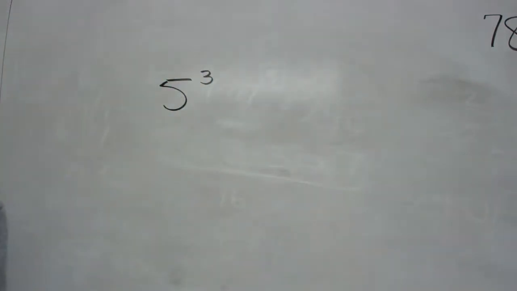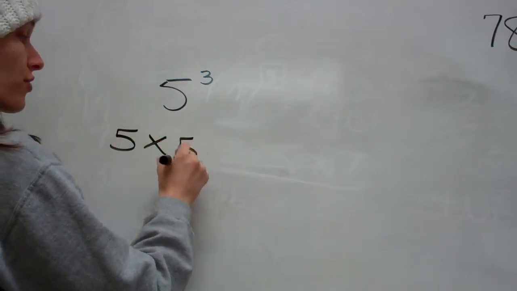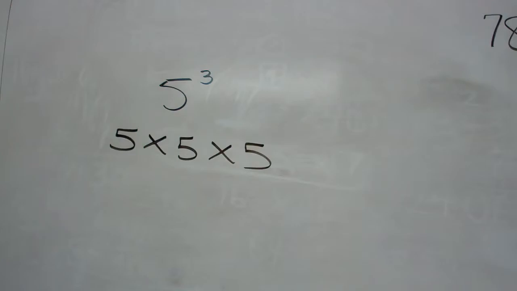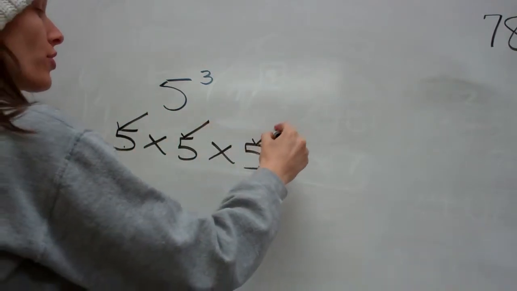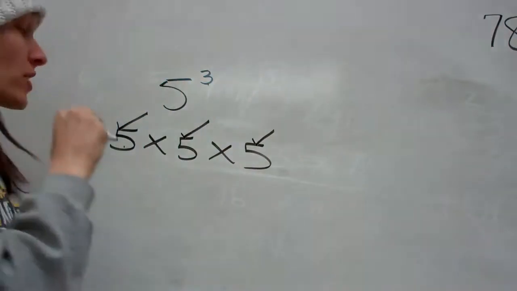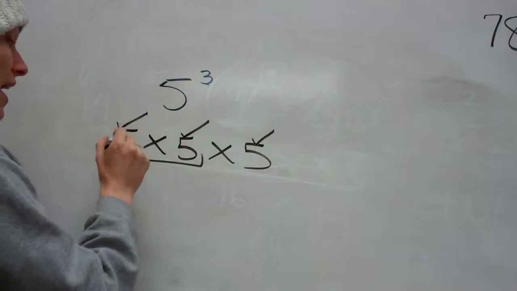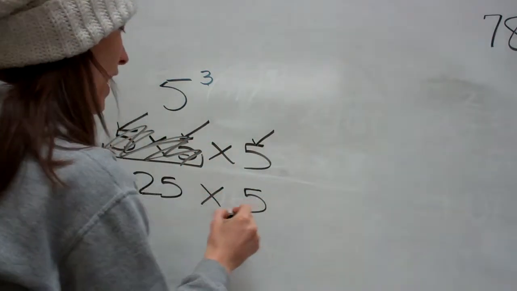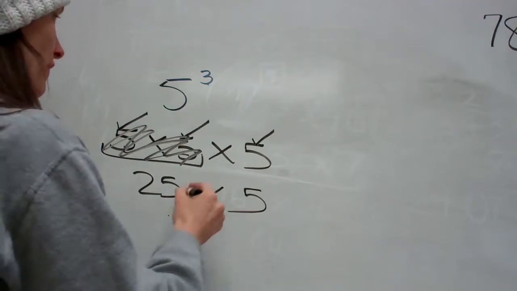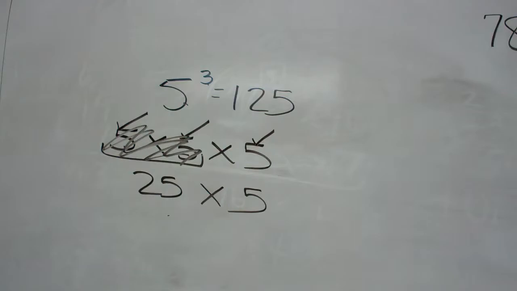What does that mean? Multiply 5 3 times. Did I do it 3 times? 1, 2, 3. So I've done it right. So now I just multiply. What is 5 times 5? 25. And 25 times 5 is 125. So the answer to this problem, 5 to the 3rd power, is 125.